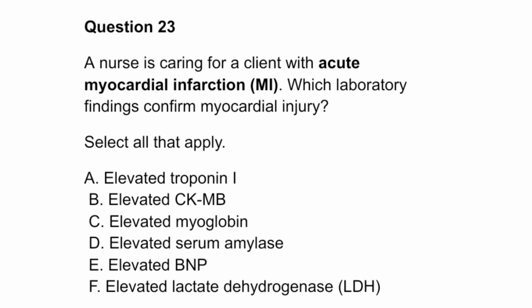Question 23. A nurse is caring for a client with acute myocardial infarction, MI. Which laboratory findings confirm myocardial injury? Select all that apply. A. Elevated troponin I. B. Elevated CKMB. C. Elevated myoglobin. D. Elevated serum amylase. E. Elevated BNP. F. Elevated lactate dehydrogenase, LDH.